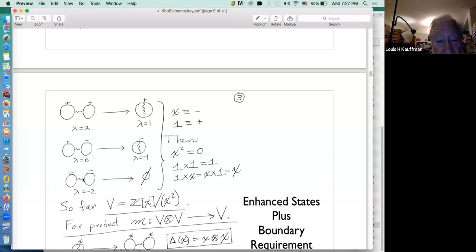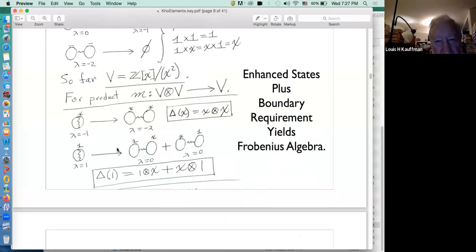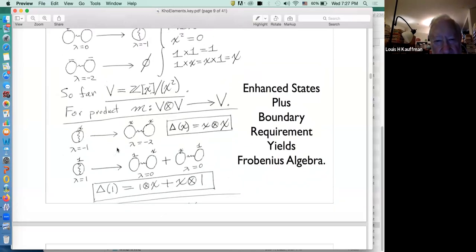And here I have a trouble. Lambda is -2, and I can't make it go down, so I make this map 0. And then these become the ingredients in the boundary map. The boundary locally for two circles near one another is going to be this circle with a plus, and so on. But you can also have the other side.